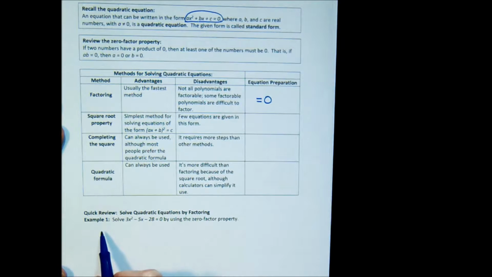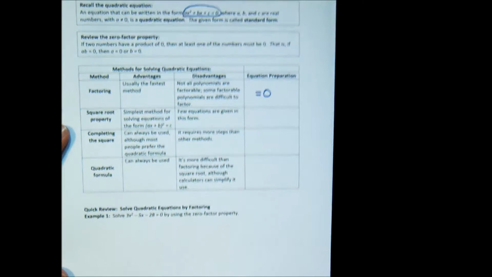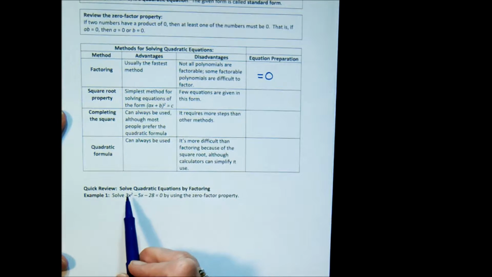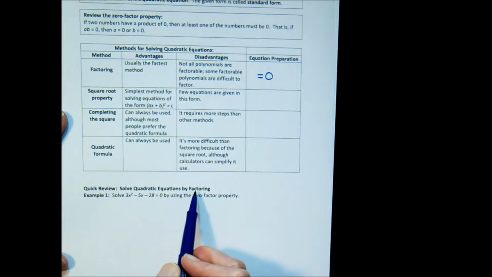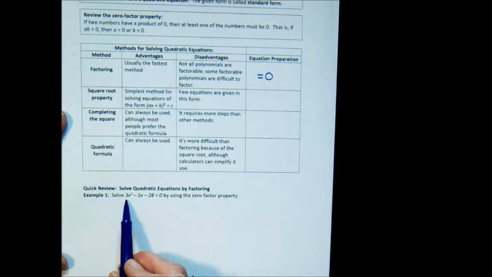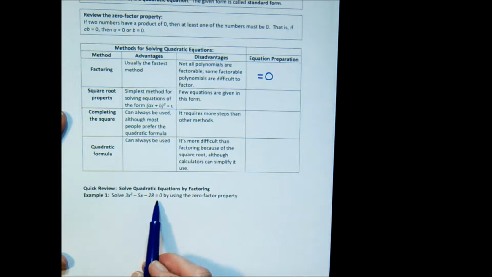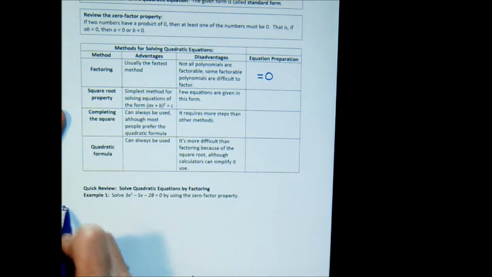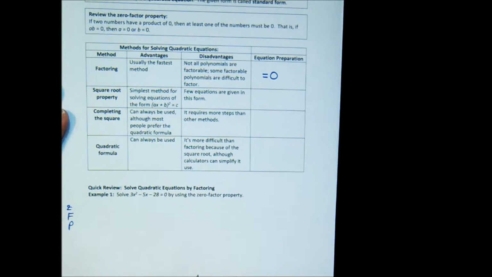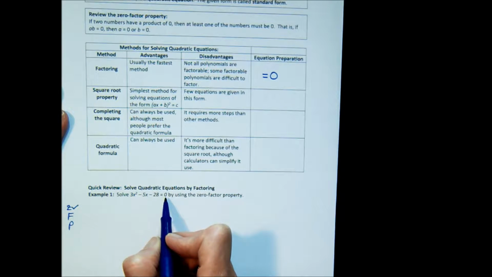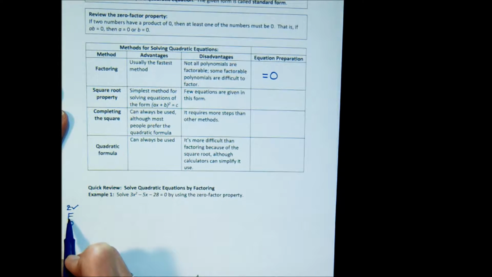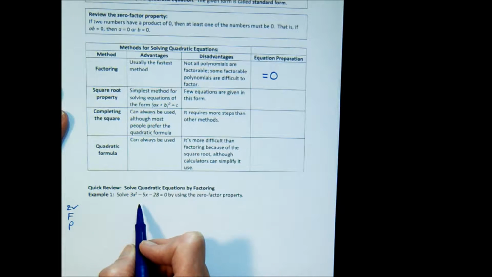So let's drop down before we complete the chart and let's do a quick review of using the zero factor property and solving a quadratic equation by factoring. So you're given the equation 3x squared minus 5x minus 28 equals 0, and it says to solve it by using the zero factor property. So I always teach jotting down that acronym for the property on the left and then following what those letters tell you to do. Get it equal to 0. It already is, so we don't need to do anything. It's already prepared. Factor it. It definitely has not been factored yet.